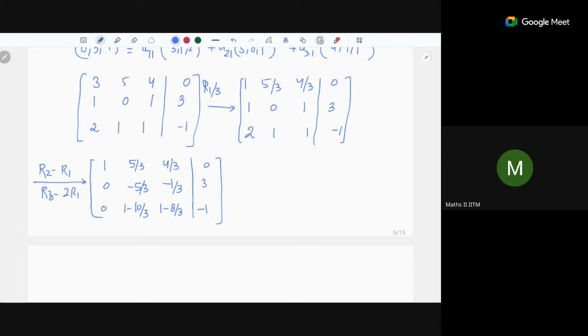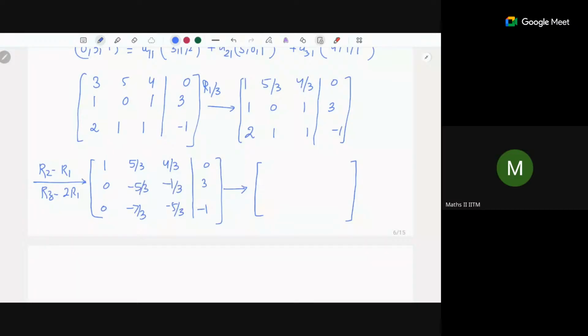So what is this? This is 3 minus 10, minus 7 by 3. This is minus 5 by 3. Now this is what you have obtained.